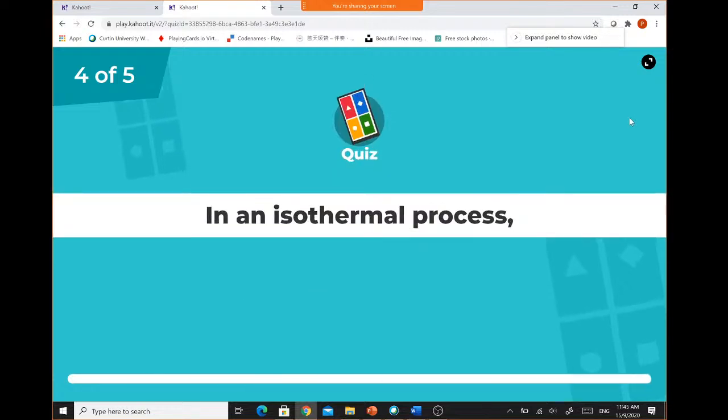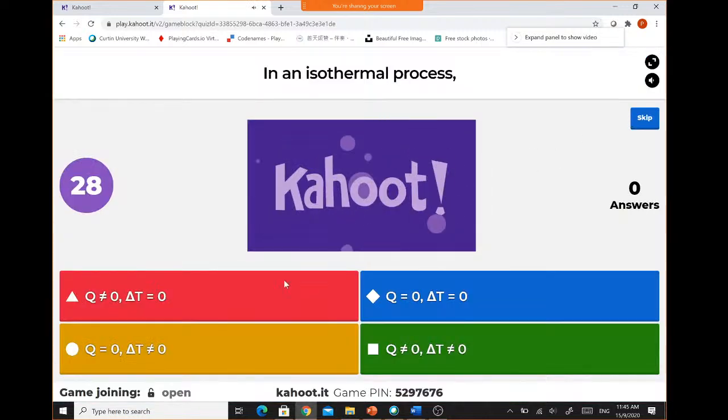Okay, for the fourth question, in an isothermal process: red color, Q doesn't equal 0, but delta T equals 0. Blue color, Q equals 0, delta T equals 0. Yellow color, Q equals 0, delta T doesn't equal 0. Green color, Q doesn't equal 0, delta T also doesn't equal 0.